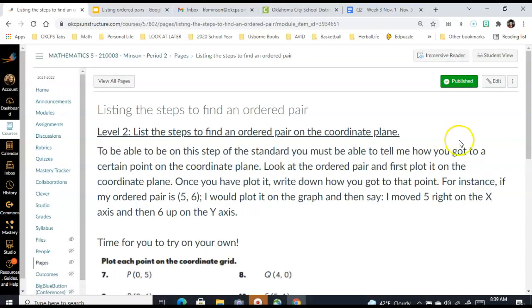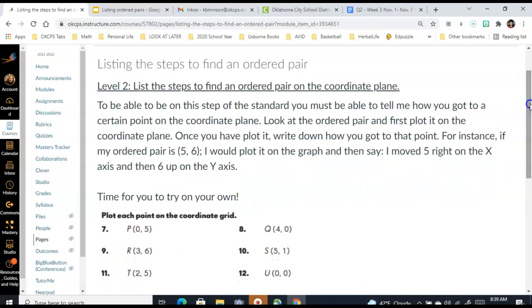Okay, so it basically goes through what I just told you. To be on this step of the standard, you must be able to tell me how you got to a certain point on the coordinate plane. Look at the ordered pair and first plot it on the coordinate plane. Once you have plotted, write down how you got to that point. For instance, if my ordered pair is 5, 6, I would plot it on the graph and then say I moved 5 right on the x-axis and then 6 up on the y-axis.